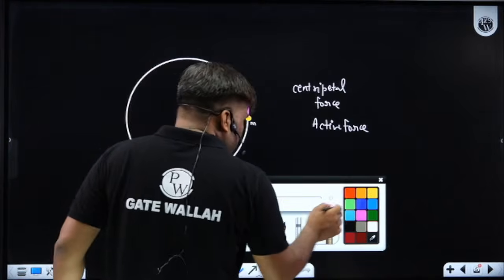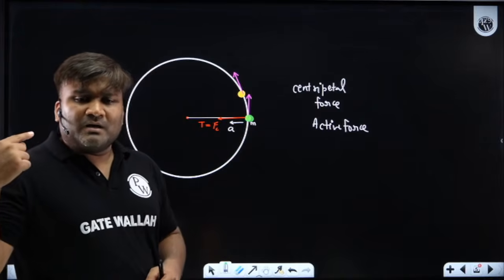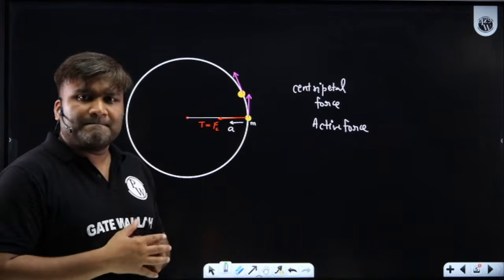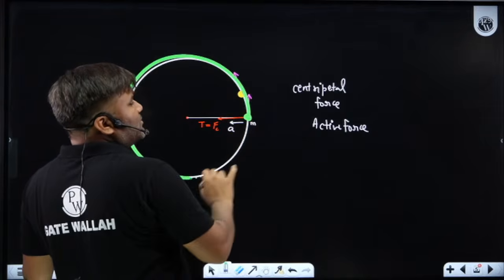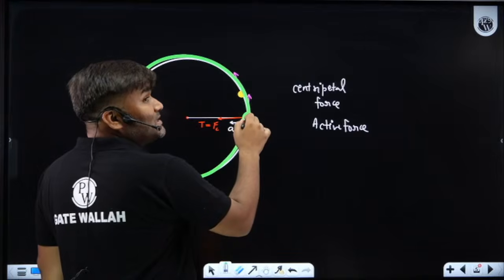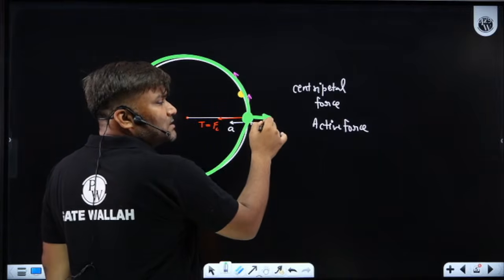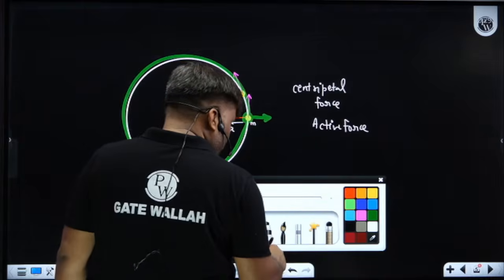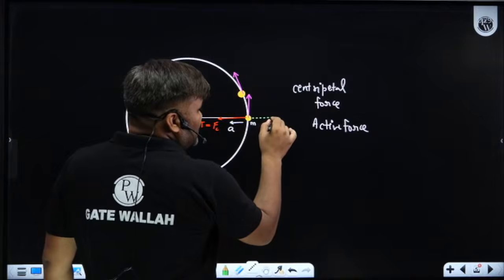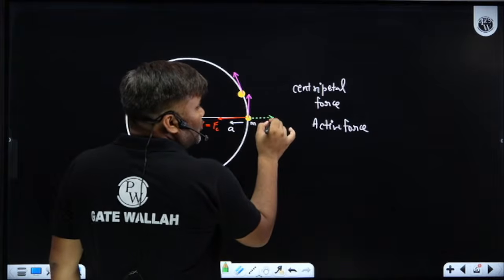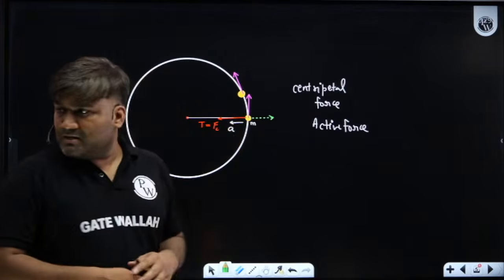Now, if you are sitting on this particle, if you have ever enjoyed the marigold jhula, whenever you are sitting here and moving around this circular path, what do you feel? You feel some pseudo force, an inertia force, in this direction. We call this centrifugal force. Let me make it by a dotted line. The dotted line just represents that this is not a real force, this is a pseudo force. Only the person who is sitting here can feel this, no one else.